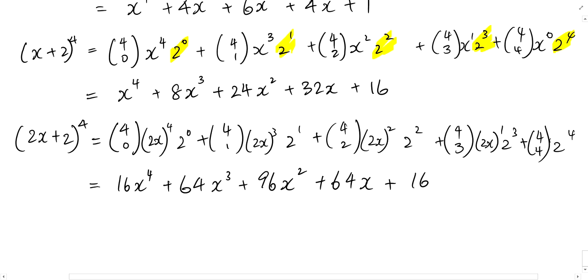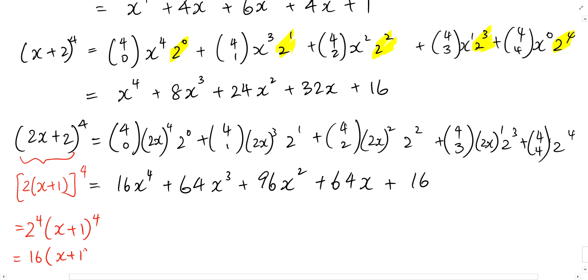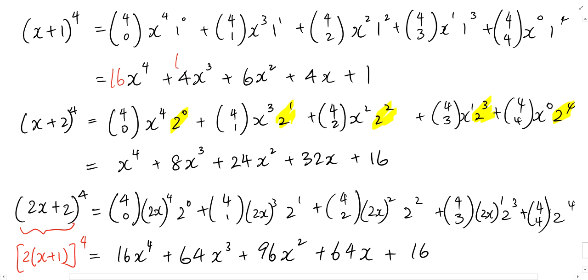Okay, what do you see now? Look at the powers. What are the powers like? Still decreasing. 4, 3, 2, 1, 0. Yeah, it is symmetrical again. Why? Because I can factorize out 2. So this becomes 2 to the power 4 times x plus 1 power 4, which is 16 times x plus 1 power 4. Then all you compare it with our x plus 1, all you need to do is to put 16, 16, 16, 16, and 16. Right? That's how you get it.